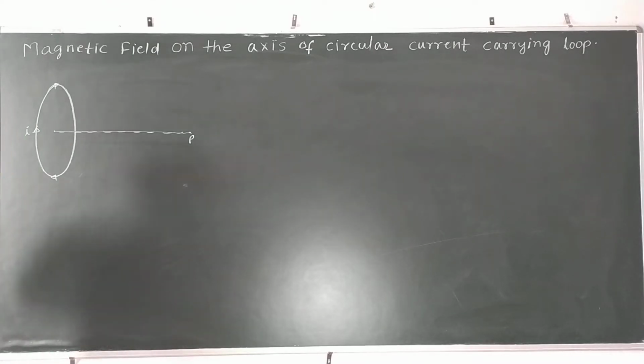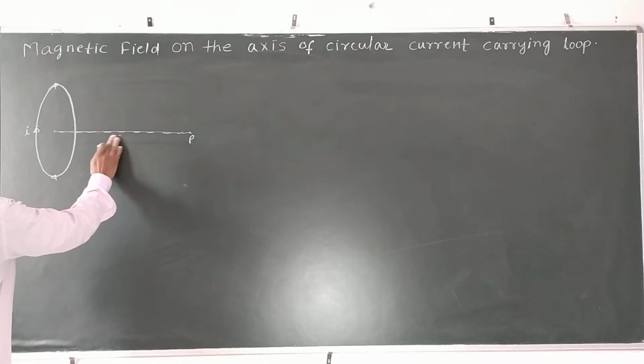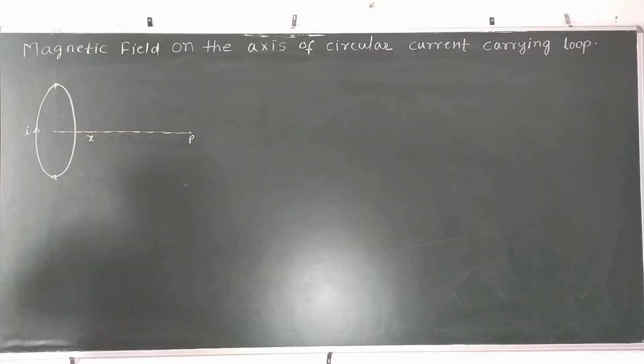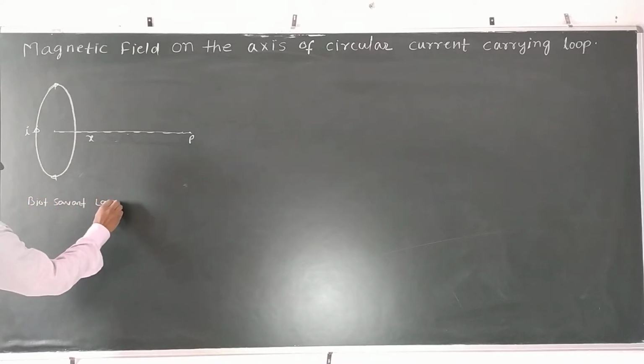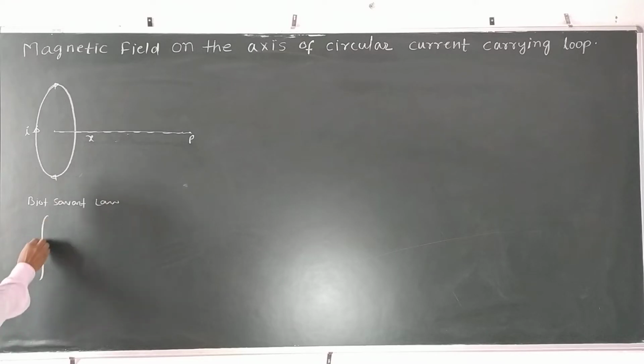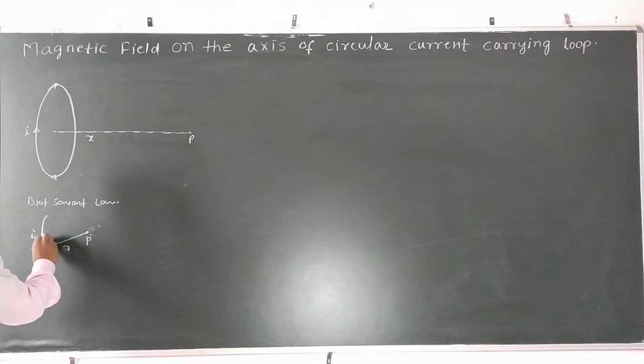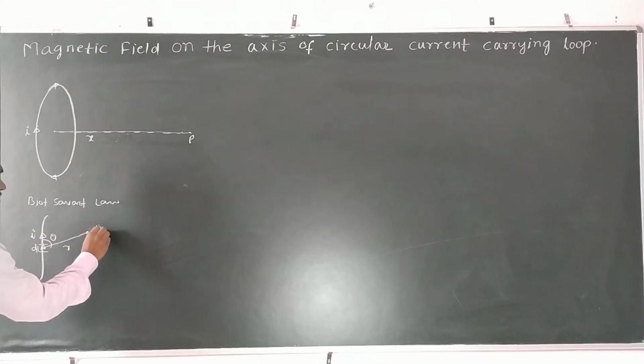We have to find the field at a distance x, so we use the Biot-Savart law. What is the Biot-Savart law? Suppose a wire has current I, and we cut an elemental current dl. Due to this dl, at a point P at a distance r that makes an angle theta, there is a magnetic field dB.